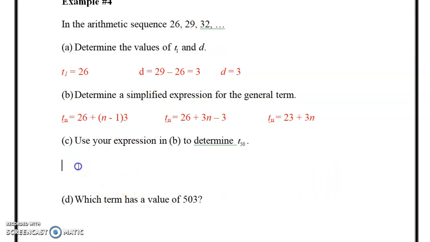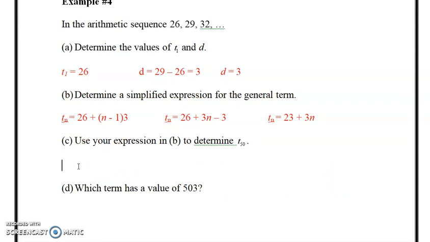So this is where it's beneficial, because I know some of you are saying, why are we doing this? I could just continue the pattern. If we're looking for the 50th term, we don't want to add 3 every single time. So what we can do is simply use our formula to obtain that answer. You can use a simplified version for the general term, either one, it doesn't really matter. I'll show you that both work.